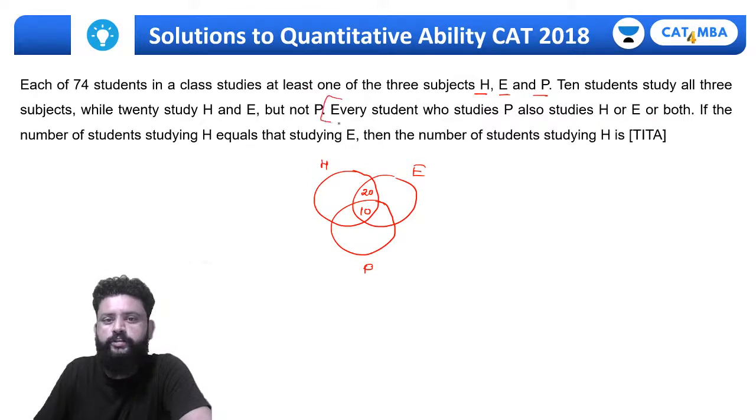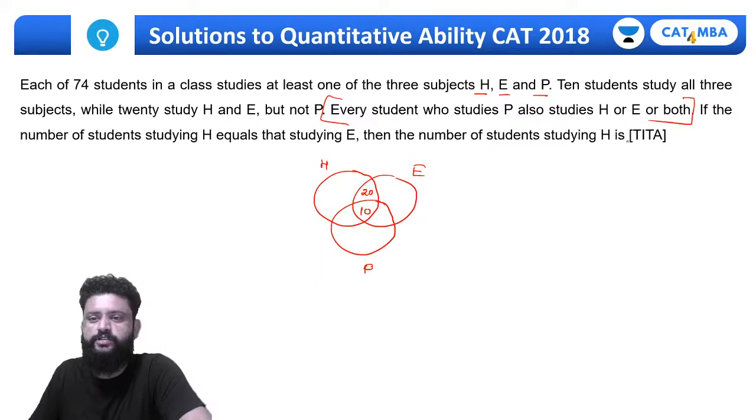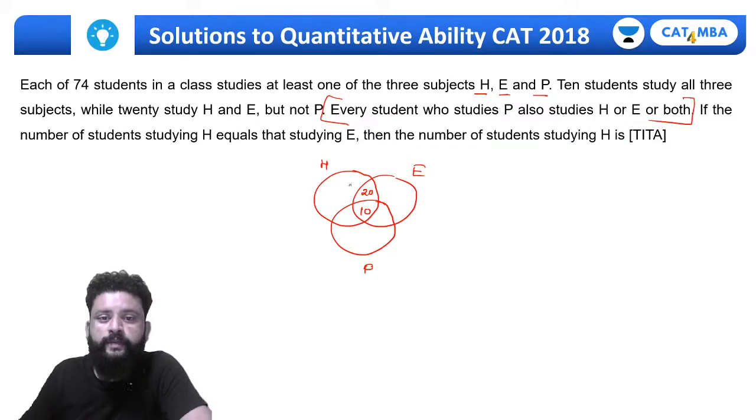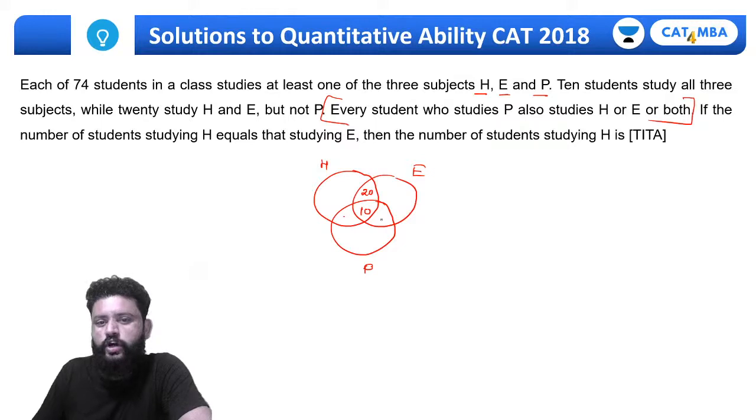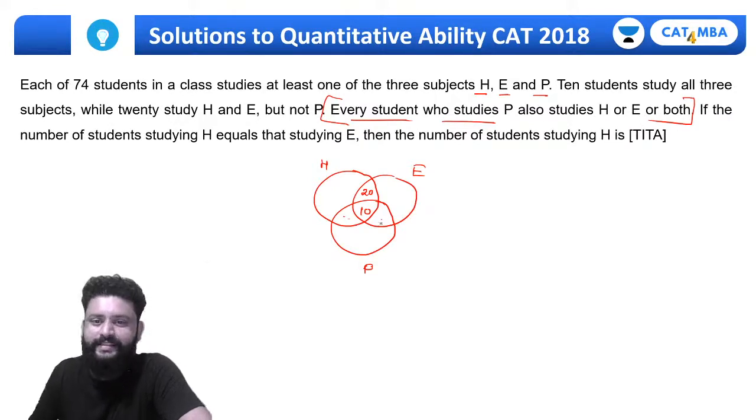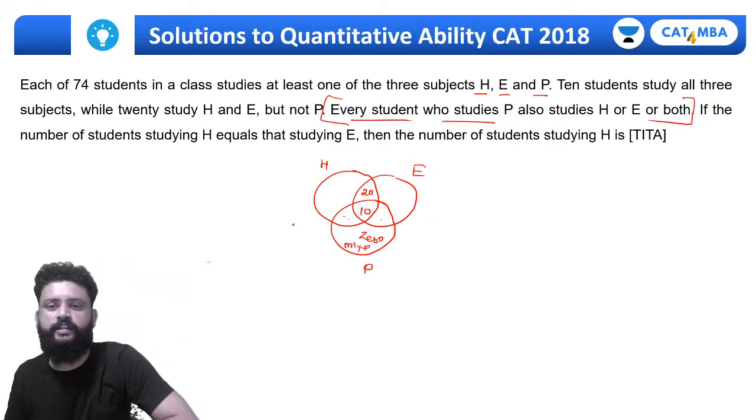This was quite important one because you can't make a mistake here. It is very important to understand this. Okay, so whoever studies physics, sorry, P subject, definitely studies H and E. So every student who studies P also studies H and E or both. That simply means this only P part is 0. That's the key point. After that, anyone could solve this question.